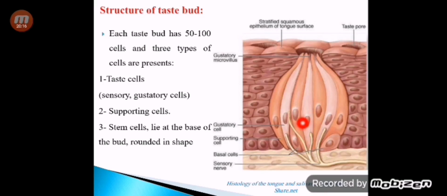Supporting cell: this is the supporting cell present between the taste cell and the stem cell, which lies at the base of the taste bud. They are rounded cells with rounded nuclei and have a high degree of mitosis in order to replace the other cell types.